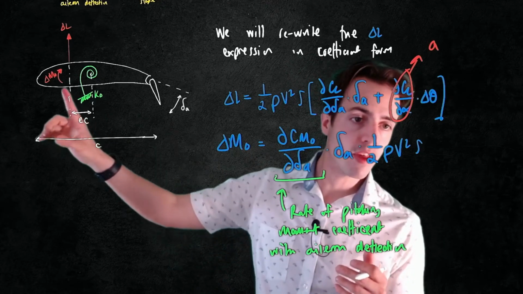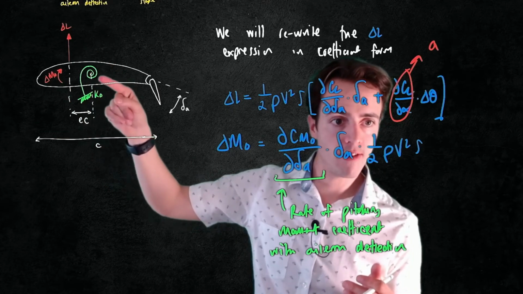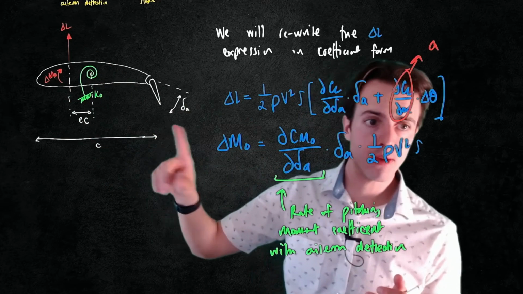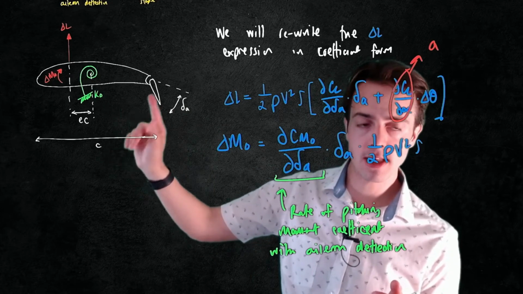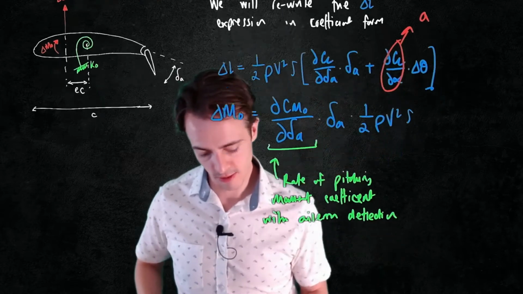Okay, so we could then equate moments. So this additional moment here and the lift dependent pitching moment, when evaluated at this point, has to be equal to the torsional deflection multiplied by the stiffness, and that's exactly what we did for the divergence before.